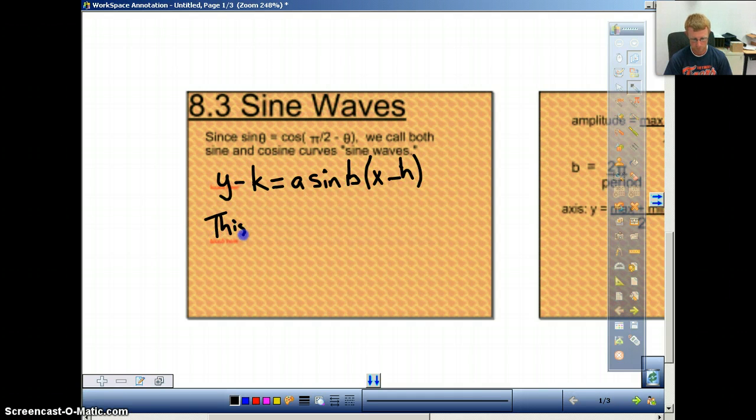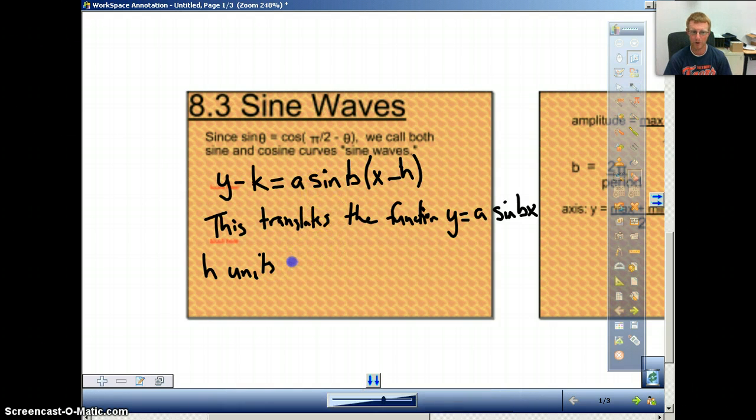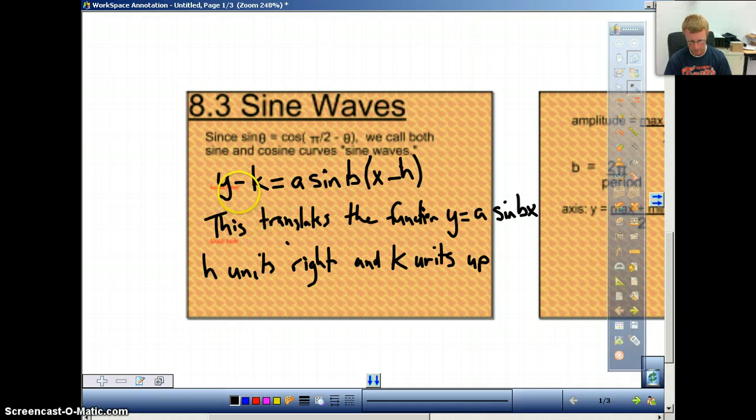This translates the function y equals a sine of bx, h units right, not up, very important, h units right, and k units up. So in other words, if k is negative, it will move it down. If h is negative, it will move it to the left. So it can go the opposite direction depending on whether it's a positive or a negative. This is the same way that any other function is translated that we've learned over the years.